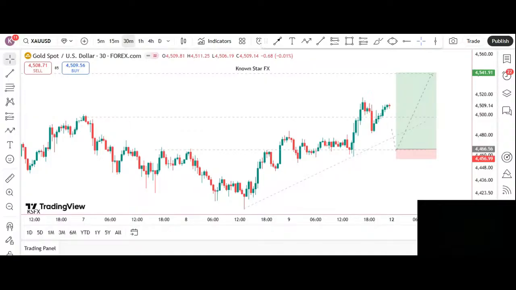Somebody's asking a very good question right here: what if it breaks below the support?